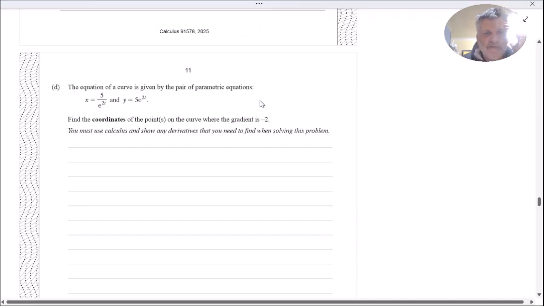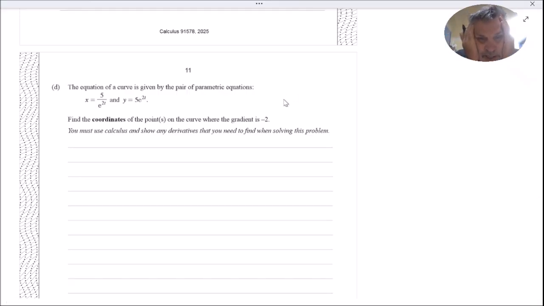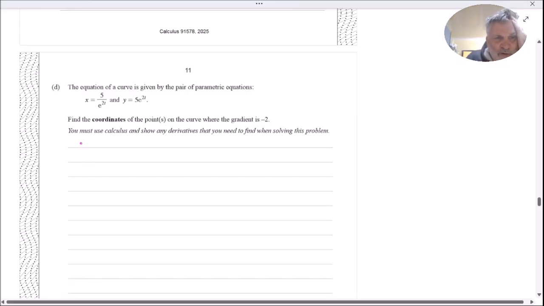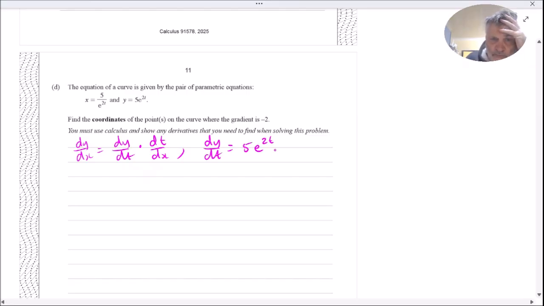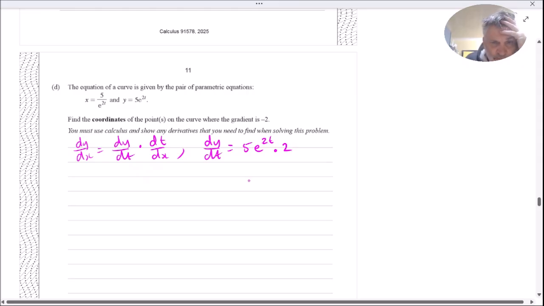The equation of a curve is given by the pair of parametric equations. Wow, lots of parametric equations in this exam. Find the coordinates of the points on the curve where the gradient is negative 2. Okay, so we've looked at these, so we want to just find the gradient. So the gradient dy/dx, remember, it's dy/dt times dt/dx. So we need to find dy/dt. That's an exponential, so it's just going to be 5, the same exponential, and then multiplied by 2.